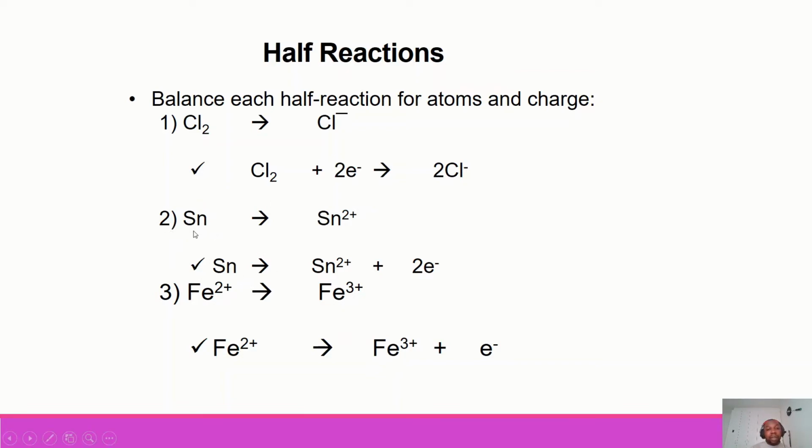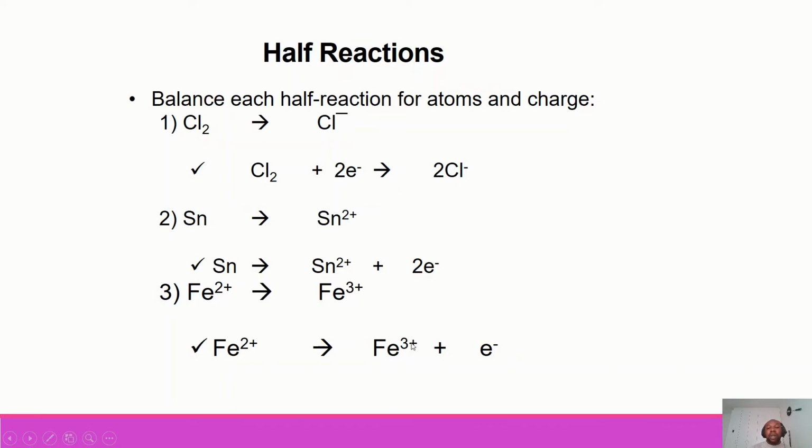Again, we have Sn moving to Sn2 plus. So Sn2 positive here means that we're going to add 2 electrons so that they can cancel each other out. Then the last one is iron moving from iron 2 to iron 3. So we have more of positive. Remember, you are going to add electrons to the more positive side. So this is the more positive side, and that's why we're adding 1 electron.